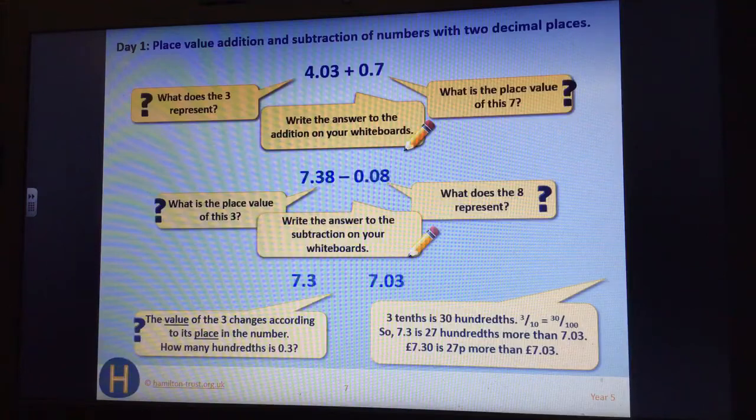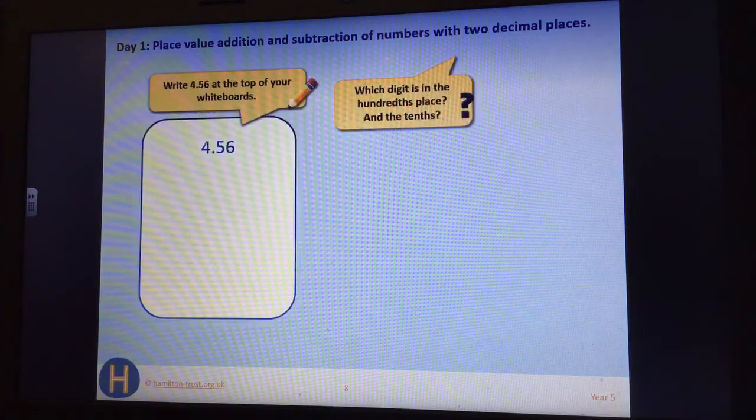So 7.3 is 27/100ths more than 7.03. And it's a bit like saying £7.30 is 27p more than £7.03. Hopefully you understand this. I've got a feeling a lot of you do. Right, we can try and do this now. You can pause it at any point. I'm going to go through this fairly quickly. I don't want this to be too long a video.